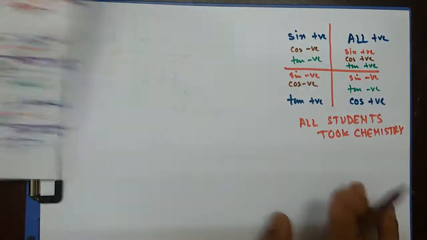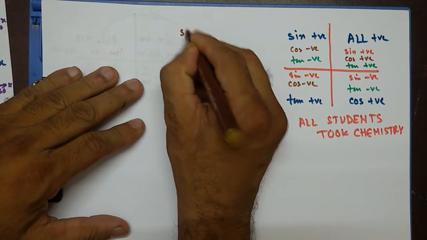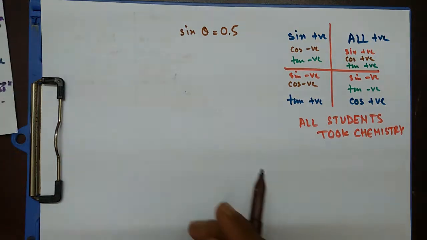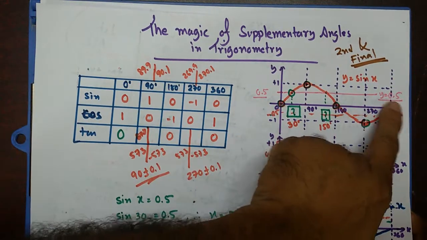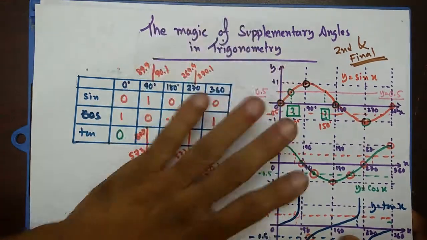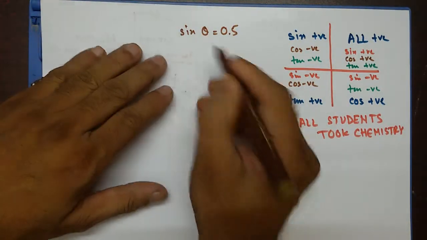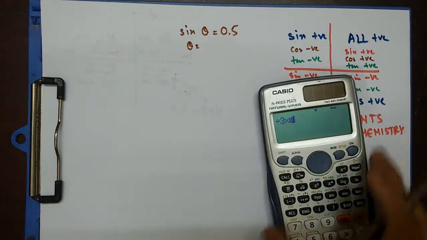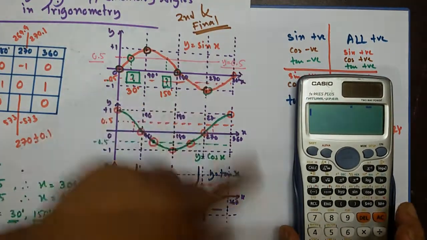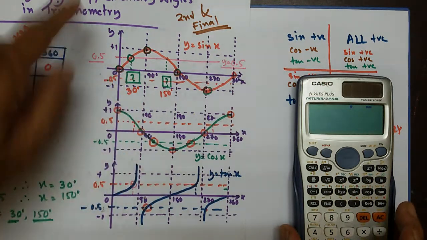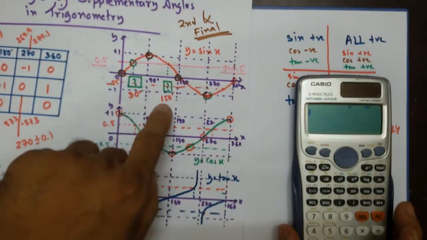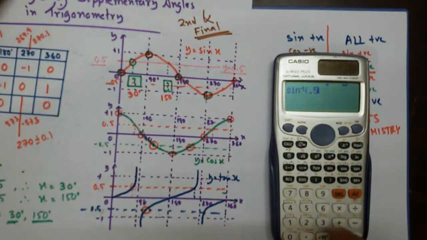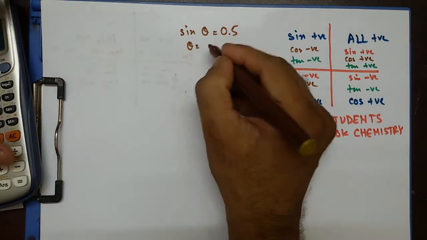Now let's do sine theta equal to 0.5, because in my last video I showed y equal to 0.5, I take this value, so I'm going to keep 0.5 as well in this video. Now let's find out where we get this 0.5 in the sine graph. We have proved that it's at 30 degrees and 150 degrees. Let's do it again. Sine inverse 0.5, I have 30 degrees. So this is 30 degrees.